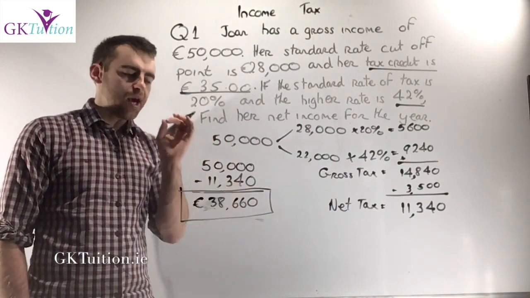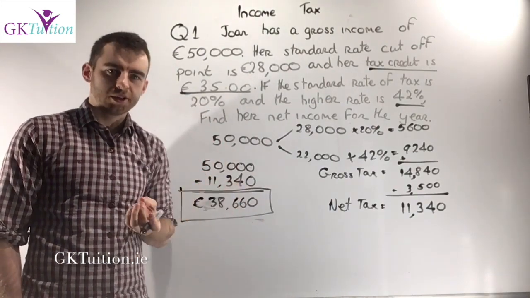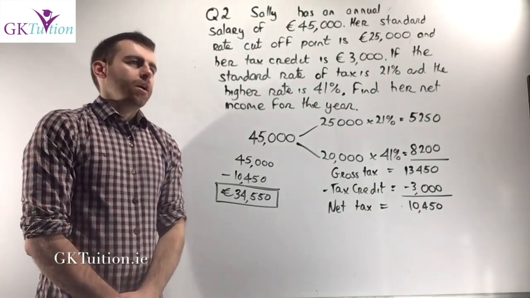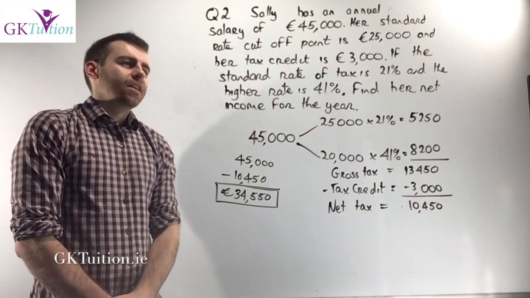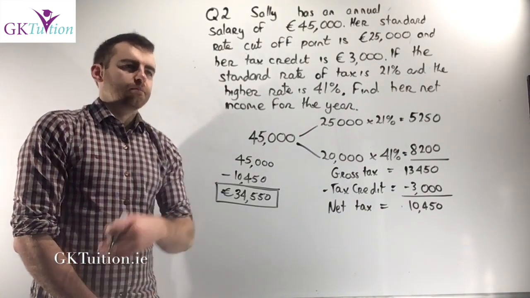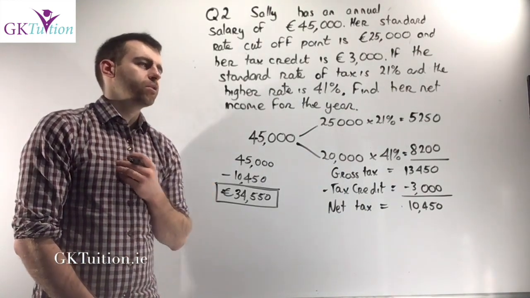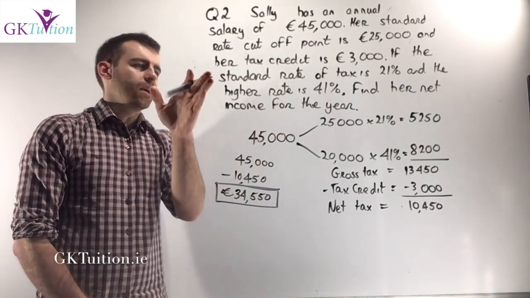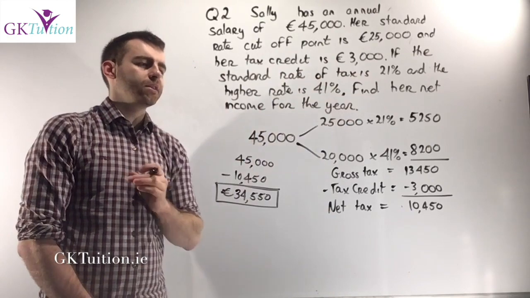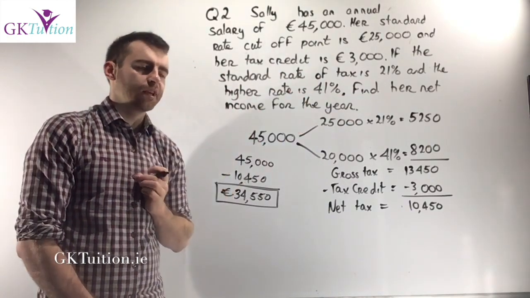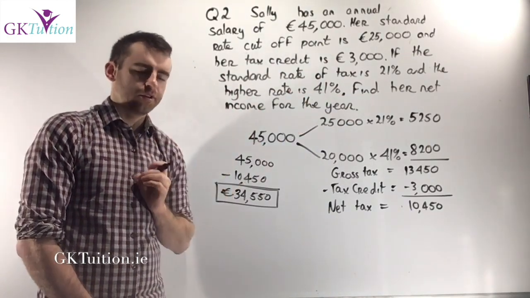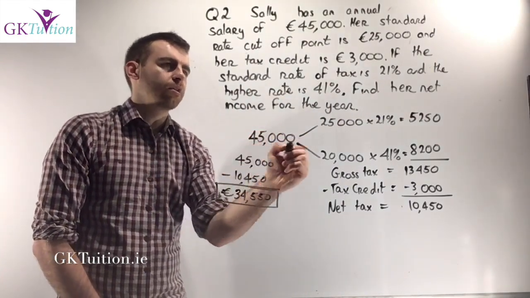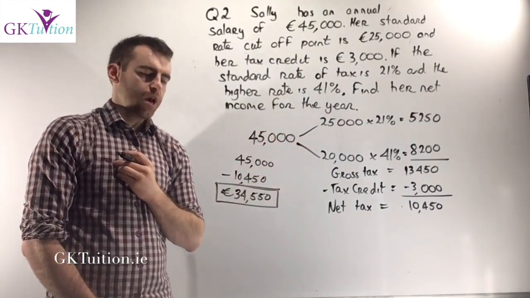Now, I want you to maybe watch this one twice just to make sure you're clear on why we're doing each step. And then I want you to try the next couple of questions yourself. Okay, so let's have a look at question 2 now. In question 2 it says Sally has an annual salary of $45,000 and her standard rate cutoff point is $25,000 and the tax credit is $3,000. If the standard rate of tax is 21% and the higher rate is 41%, find her net income for the year. So Sally has earned a gross income of $45,000.